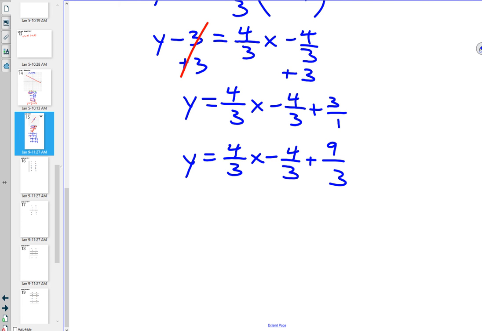If you're ever not sure if you did it right, you should be able to divide these two and still end up with what you started with. If not, you did it wrong. What is negative 4 plus 9? It is positive 5/3.